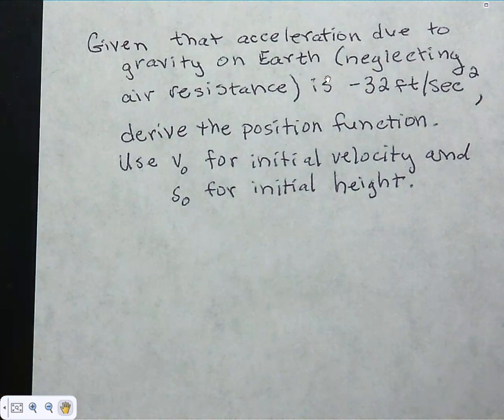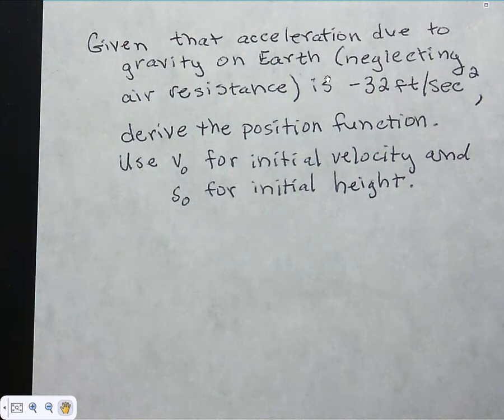Tell me what you know about the position function, the velocity function, and the acceleration function. How are they related? Velocity is the first derivative of the position. All right, that's said like a math teacher. What else? Acceleration is the second derivative. Perfect. Acceleration is the second derivative of the position function. It's the first derivative of the velocity function. So actually, we're being given a second derivative.